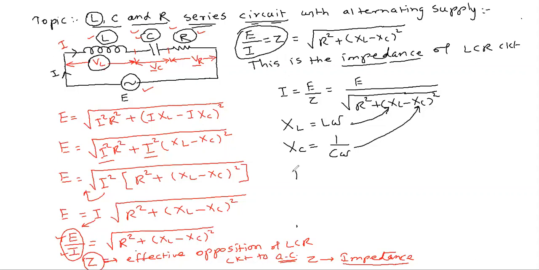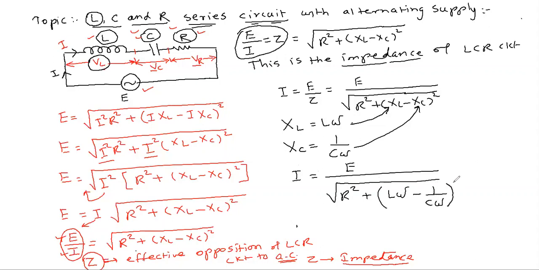So I can write I is equal to E upon square root of R square plus XL will be now L omega minus 1 upon C omega whole square. I think you are getting each and every step very clearly. There is no sort of confusion here. So that is the value of this current, I is equal to E upon square root of R square plus L omega minus 1 upon C omega whole square.